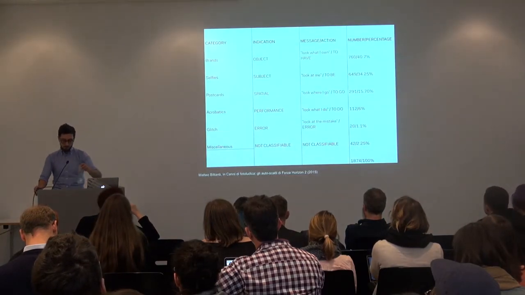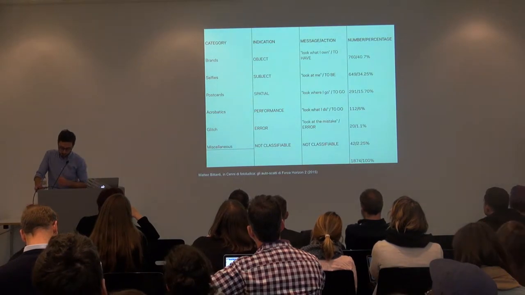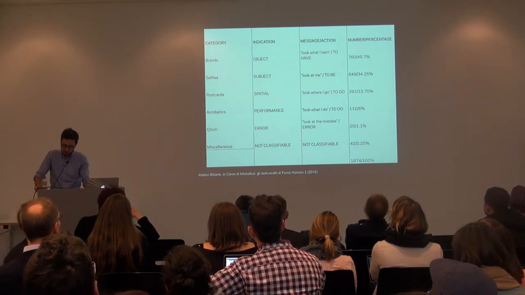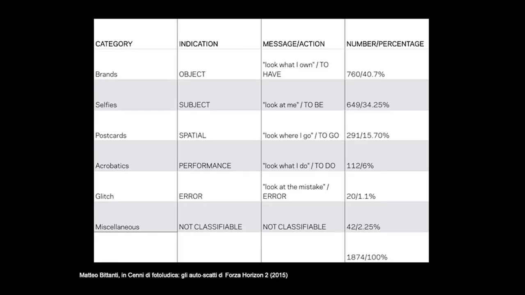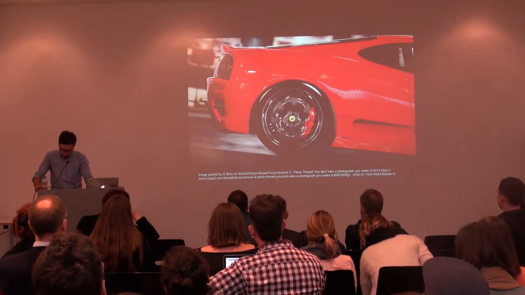So in October 2014, Matteo Bittanti conducted a month-long analysis of in-game photos posted on an online thread on the forum NeoGAF titled Forza Horizon 2 Photo Thread, You Don't Take a Photograph, You Make It. He looked at almost 2,000 images shared on the thread in one month, all taken in the racing game. This one is actually from that thread.